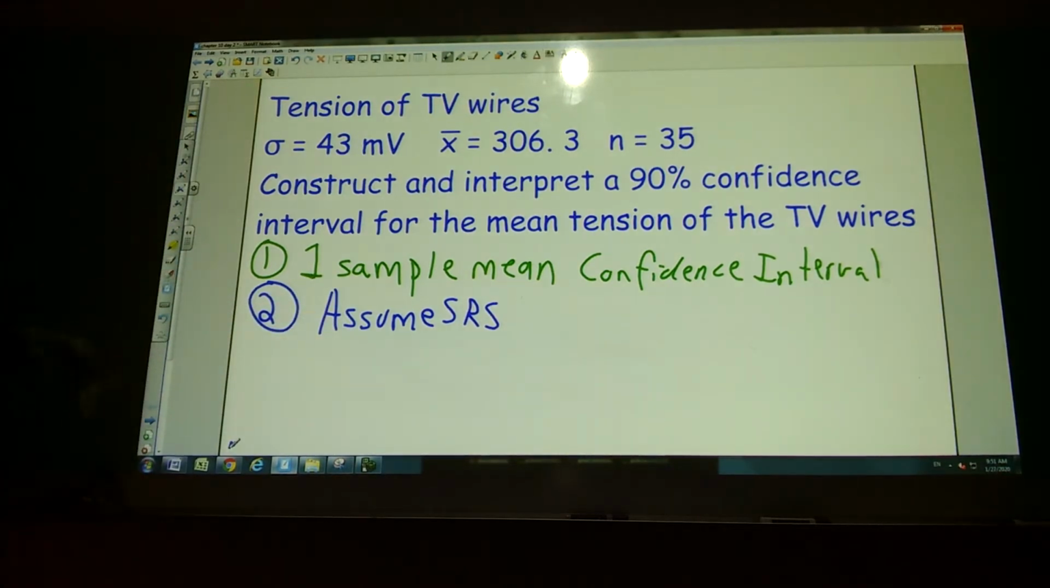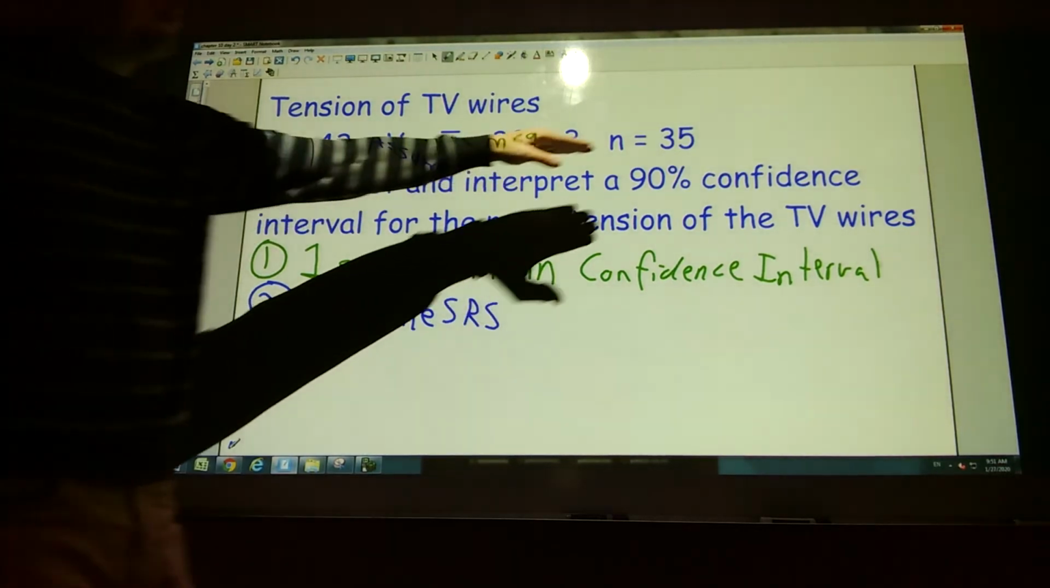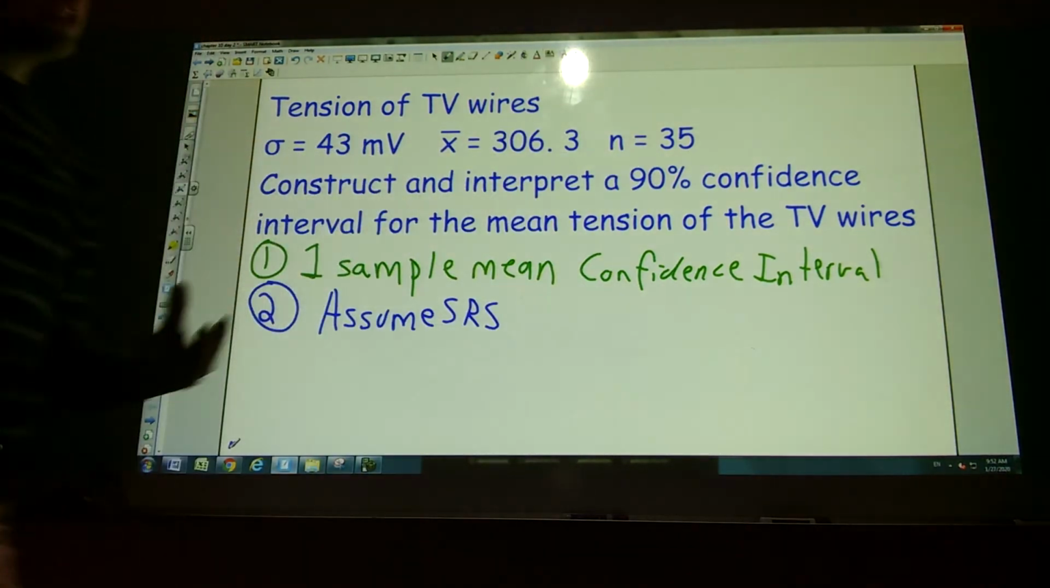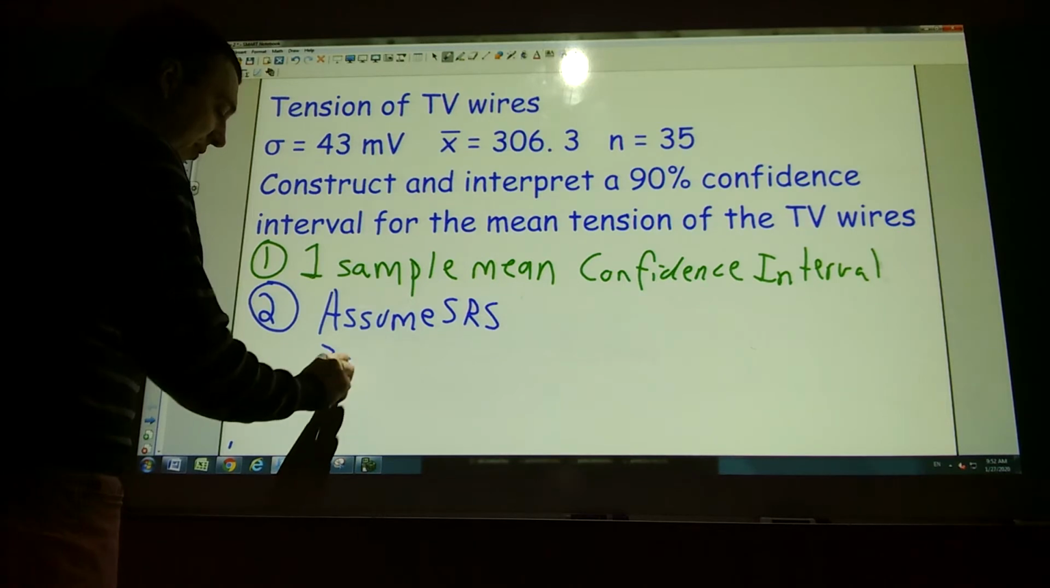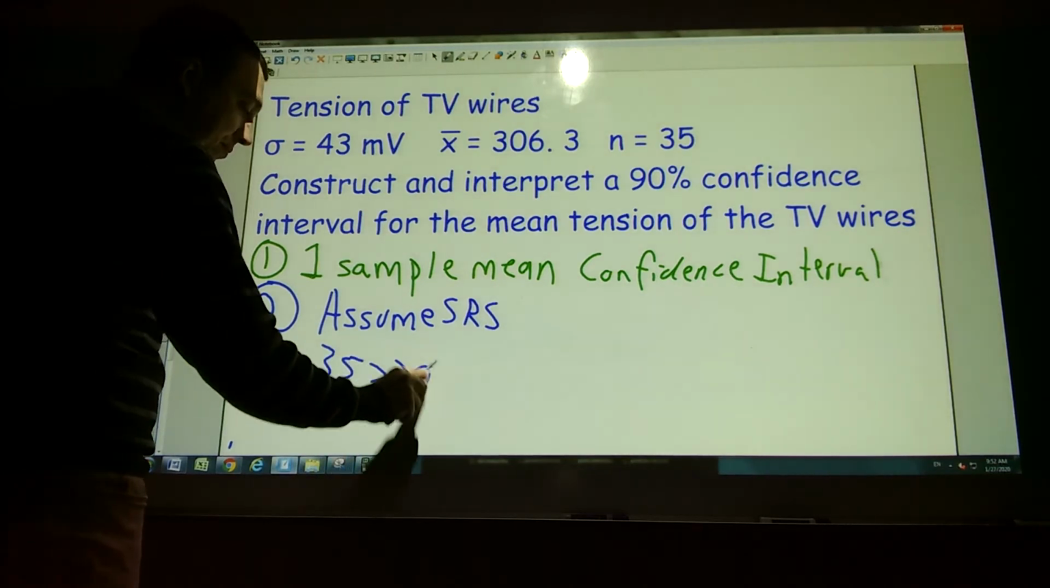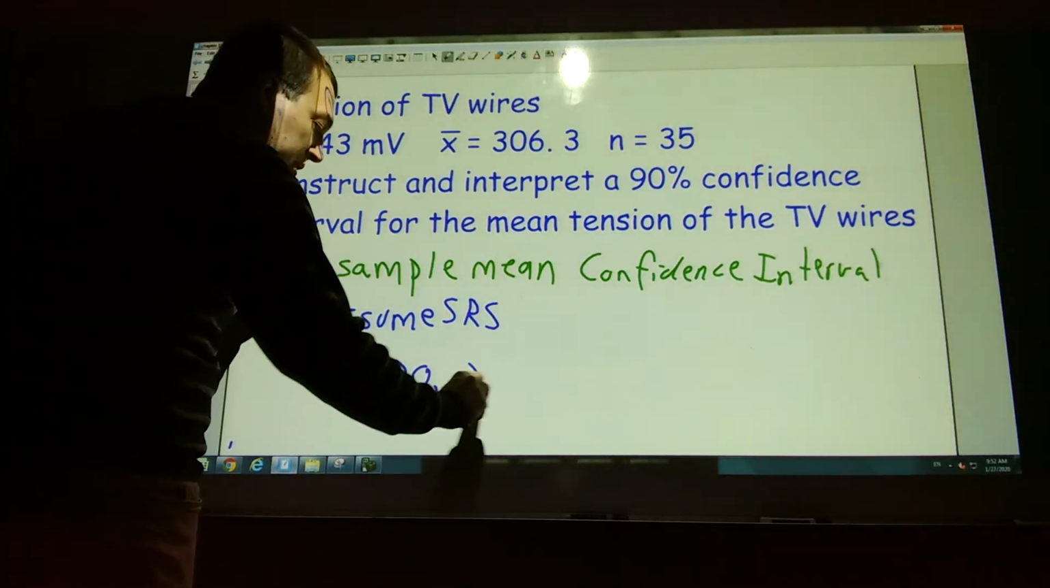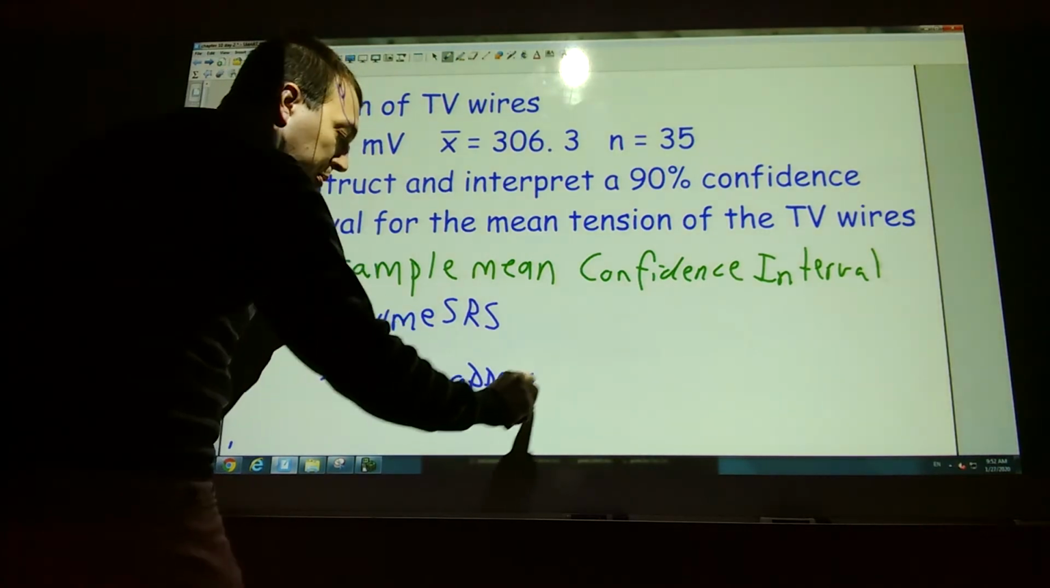The second condition is the normal check. Can I use normal approximations? The correct answer is yes, because our sample size is big enough. This is nothing new. We did this last chapter. So you need to write, yes, 35 is greater than 30. It is approximately normal.